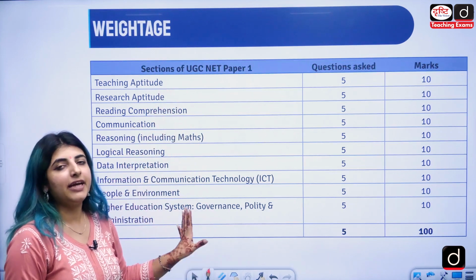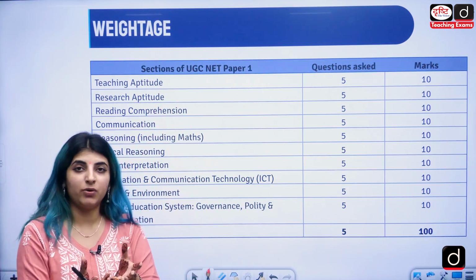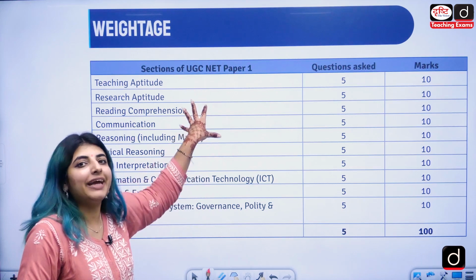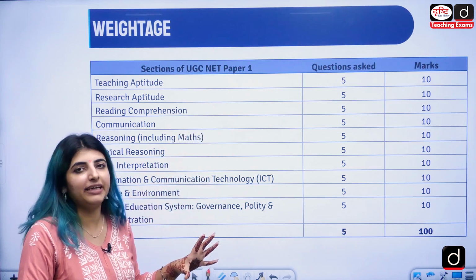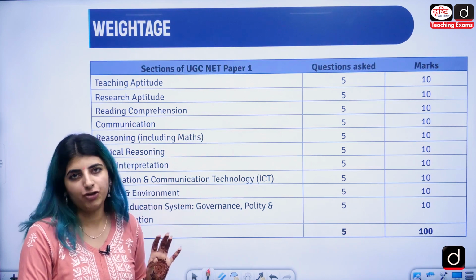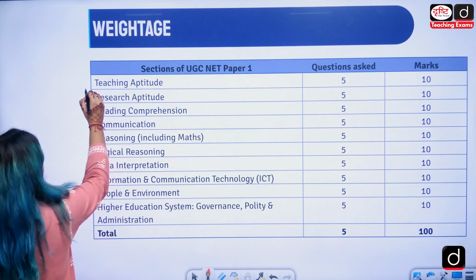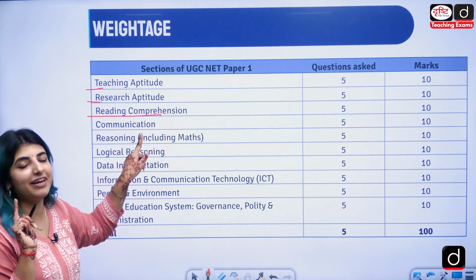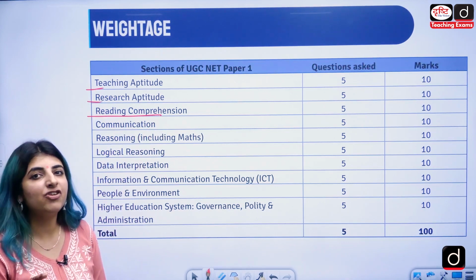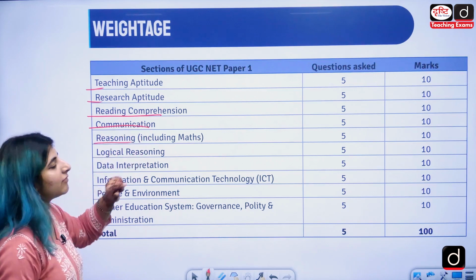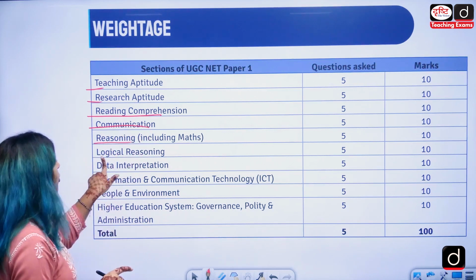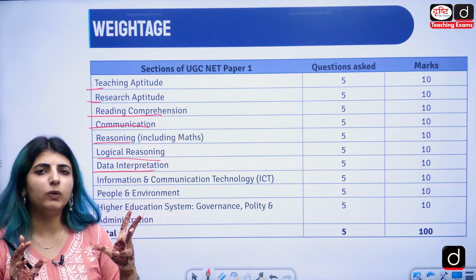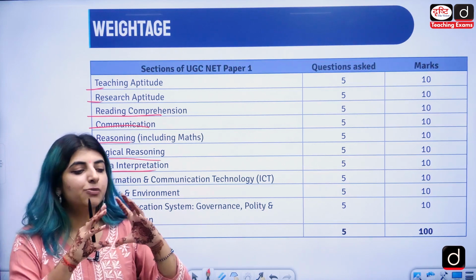Now, these are the 10 units from which paper 1, namely the teaching and research aptitude paper, is made. The weightage is basically 5 questions roughly from each unit. So let's look at the units here. Teaching aptitude, research aptitude, reading comprehension. You can never ever neglect the comprehension skills. Communication, reasoning, which includes your maths as well. Logical reasoning, syllogism, and so on. Data interpretation, where they can give you graphs, bars, charts, and you are supposed to interpret the data.